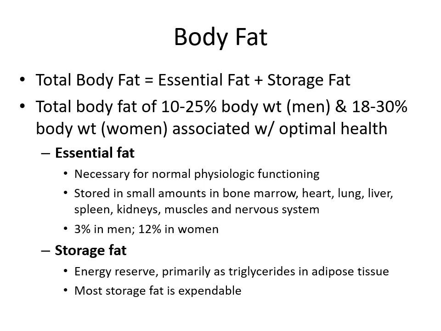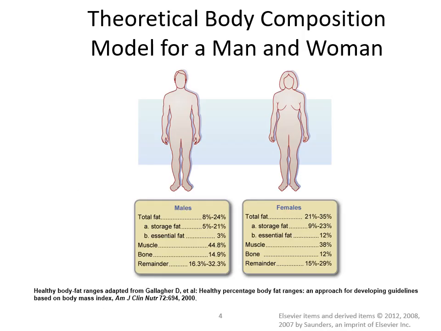We then also have our storage fat, which is used as an energy reserve, primarily in the form of triglycerides and adipose tissue, and most storage fat is expendable. So here we can see a theoretical body composition model for male and female, and so we can see our total fat compartments versus muscle, bone, and the remainder. And so again, what we see is thicker bones and larger muscle mass, which again is why we're going to see a higher fat-free mass or lean body mass in men, as well as a different ratio of fat, again, with the major difference coming from that significant difference in the amount of essential fat.